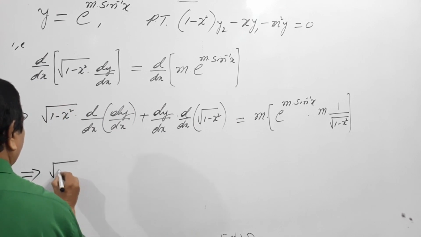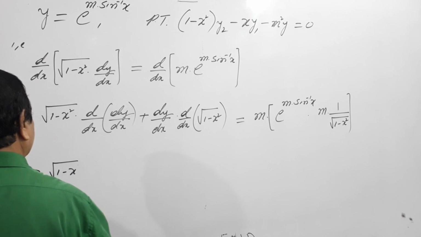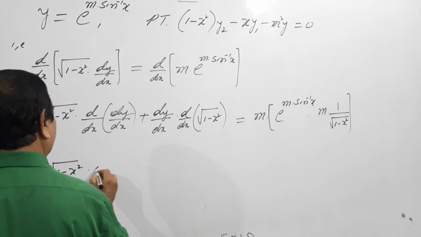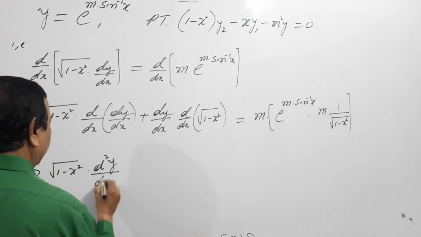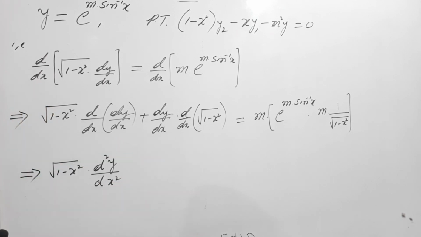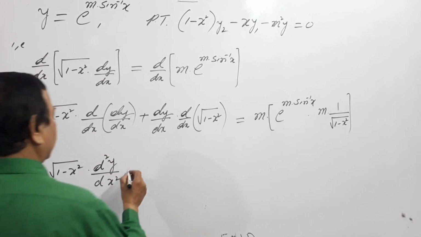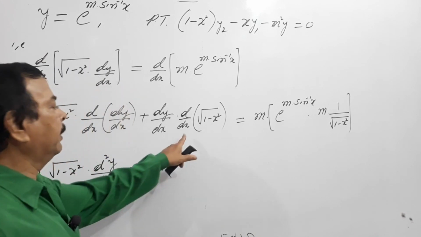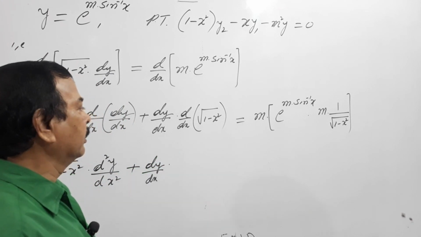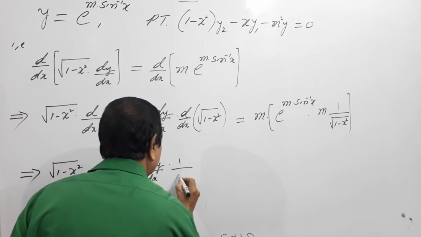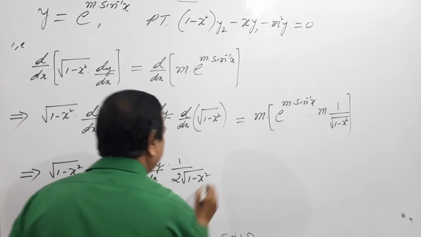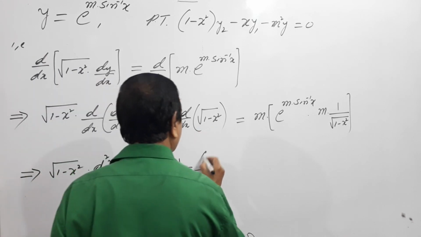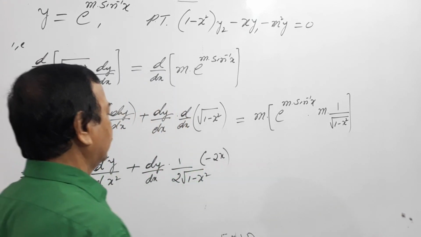This is 1 minus x square, d by dx of dy by dx becomes what? d square y by dx square. This will be second derivative of y, sorry. Plus dy by dx as it is, what? d by dx of under the root 1 minus x square becomes what? So half 1 minus x square into d by dx of minus x square, that becomes minus 2x.